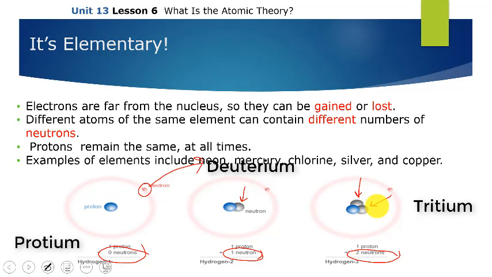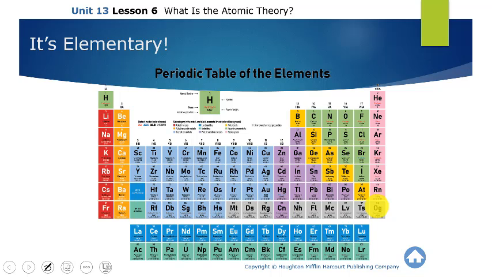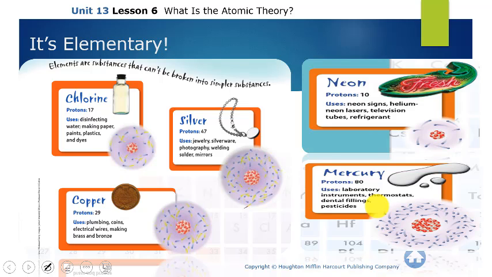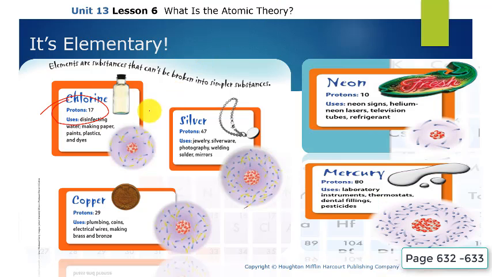Examples of elements include neon, mercury, chlorine, silver, and copper. I think you have heard of them. There are 118 elements in the periodic table, all the elements that exist at this moment, and all these elements are made of one kind of atom. That's some examples of elements. Chlorine is number 17.